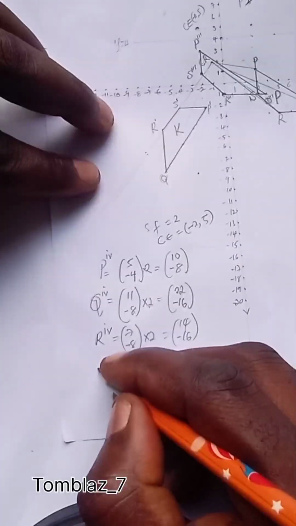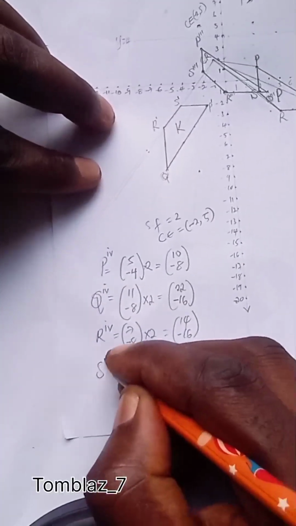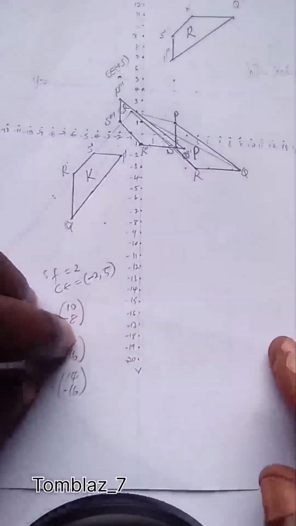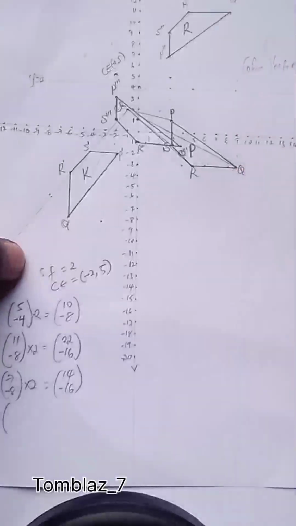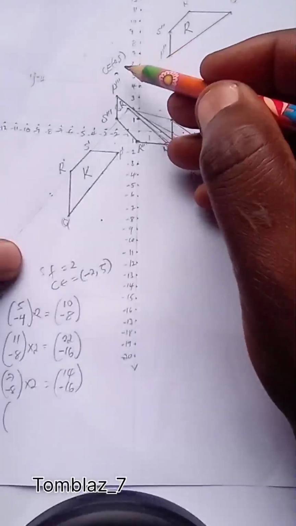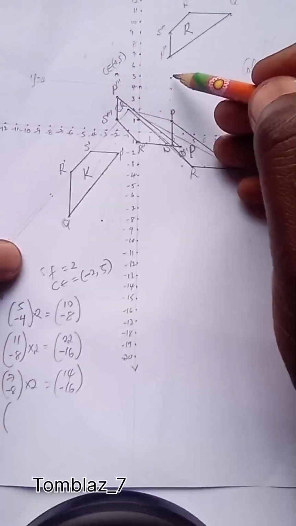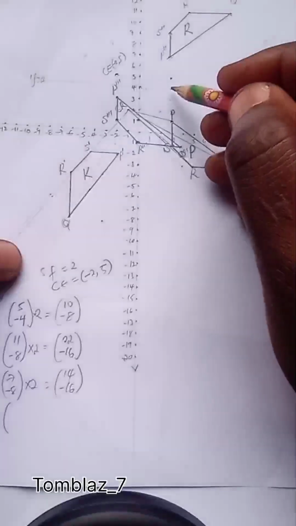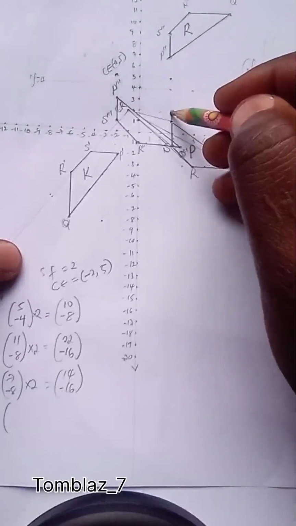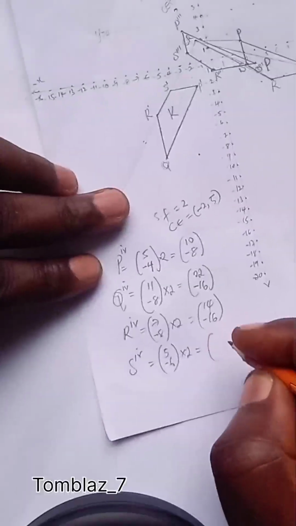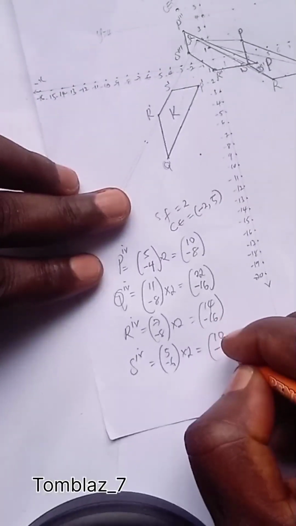Then the last point will be S IV. For S IV, we're also going to count again from the center of enlargement to S. So we're having 1, 2, 3, 4, 5. Then let's count down again. 1, 2, 3, 4, 5, 6. So we have 5 and minus 6. So we multiply by 2. So we'll be having 10 and minus 12.